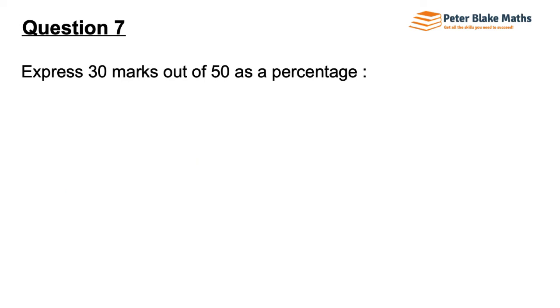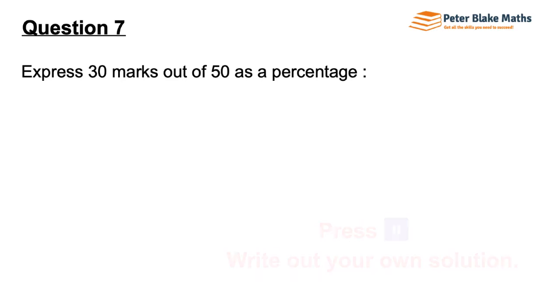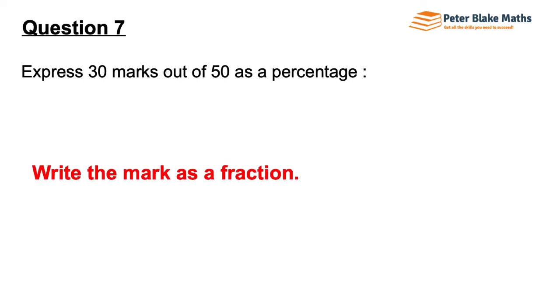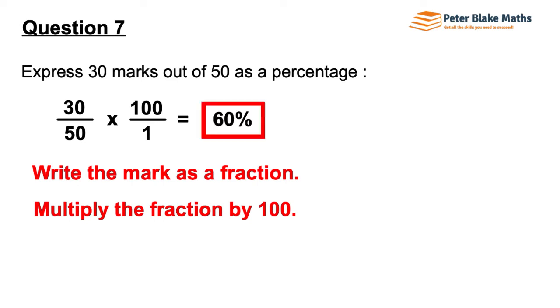Question 7. Express 30 marks out of 50 as a percentage. We'll write the mark as a fraction. 30 out of 50 is 30 over 50. And we'll multiply the fraction by 100. Final answer there. 30 marks out of 50 becomes 60%.